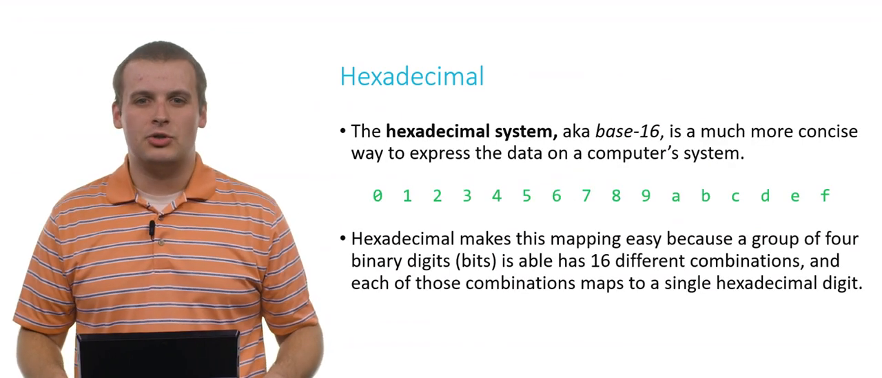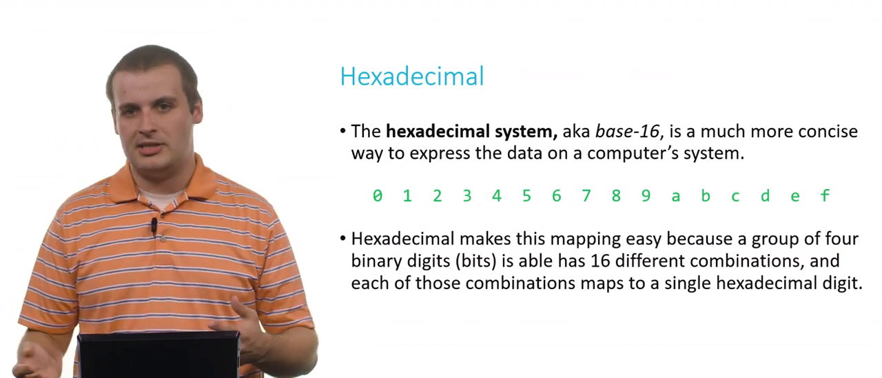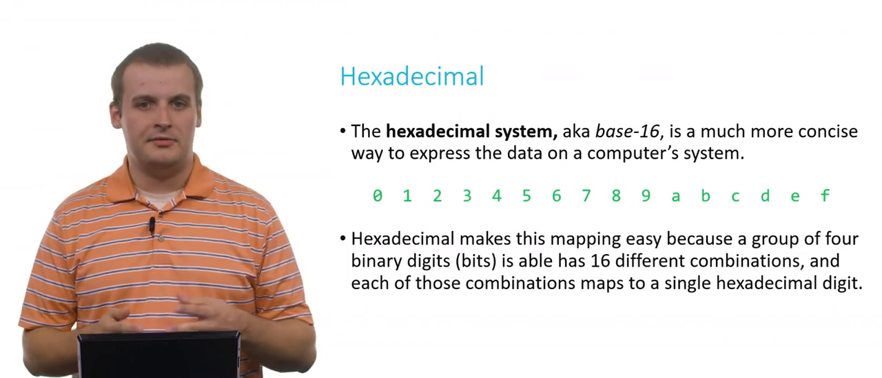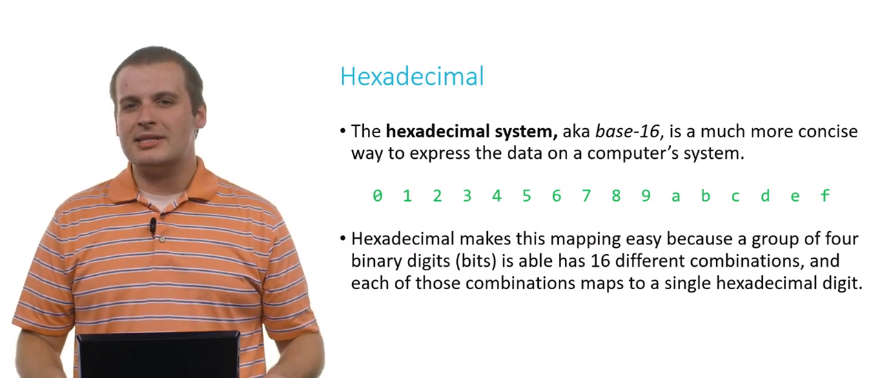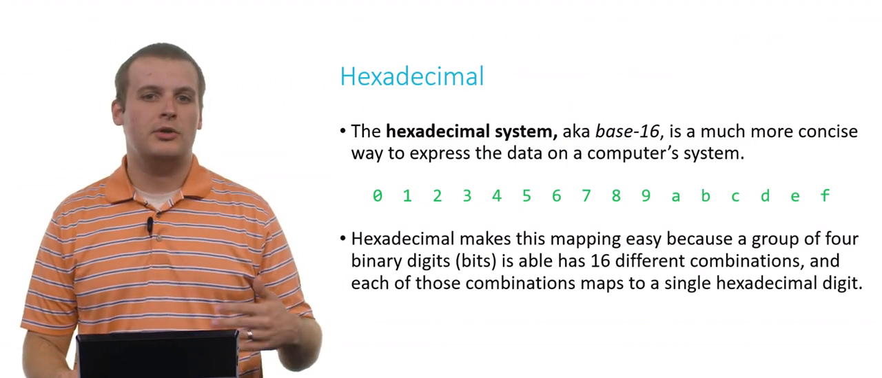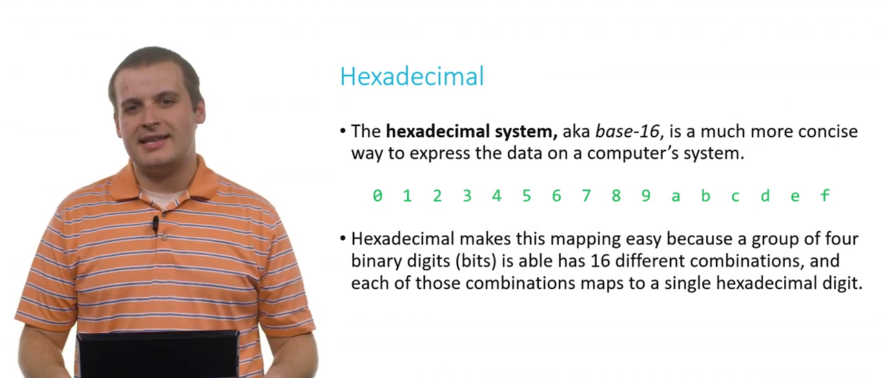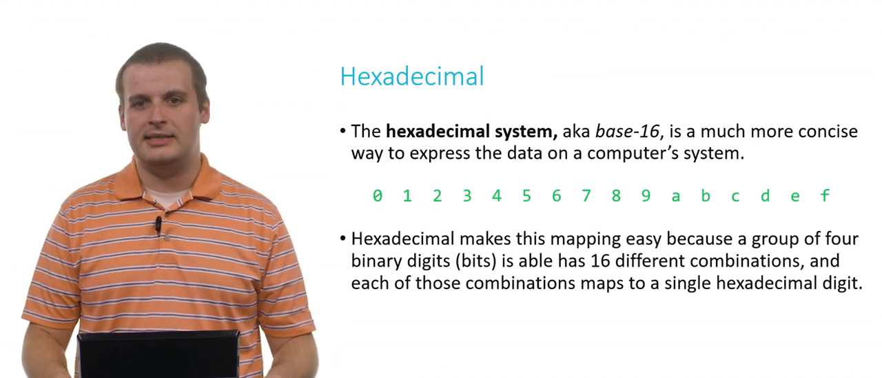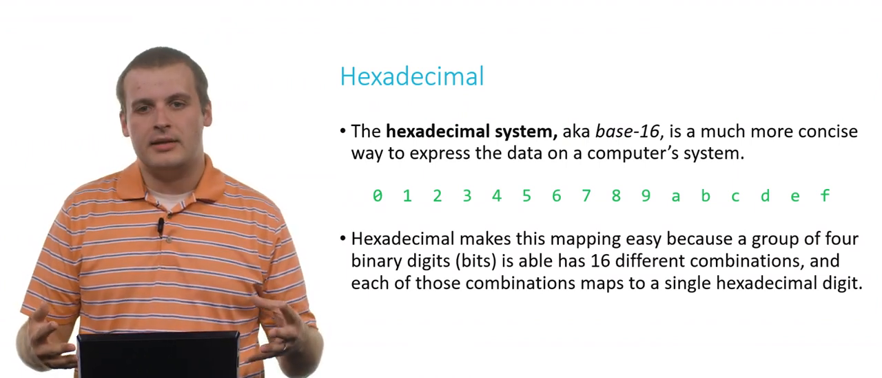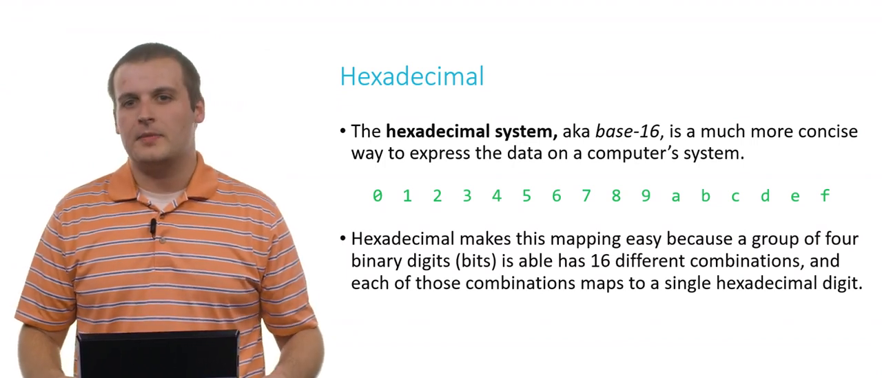And so we have this notion of the hexadecimal system, which is base 16 instead of base 10 or base 2, which means that we have 16 digits to work with instead of 10 or 2. And it's a much more concise way to express binary information on a computer system. It's much more human understandable. So we have the digits 0 through 9, and then we also have these extra 6 digits, A, B, C, D, E, and F, which represent our notion of 10, 11, 12, 13, 14, and 15 in decimal.